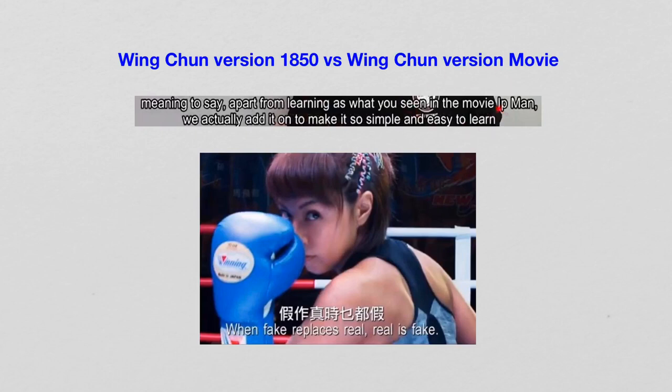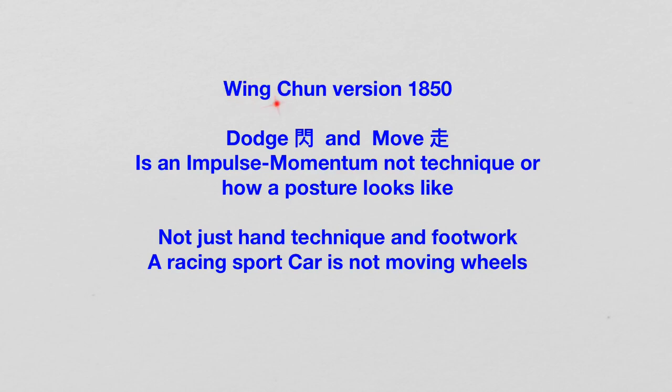And we know that this type of style, Wing Chun version movie, is a disaster. As it said here, when fake replaces real, real is fake. So when movie replaces real, real is movie. I'm going to share with you more. This Wing Chun version movie is now around the world. We will say that a lot of people are thinking of Wing Chun as the Wing Chun version movie.